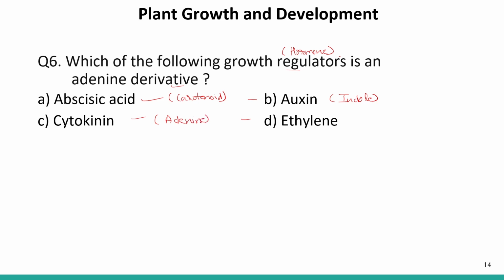That's why there is an example, nucleic acid, also. Ethylene is a gaseous hormone. It is C2H4. So, what should be the answer? Option C, cytokinin is an adenine derivative.